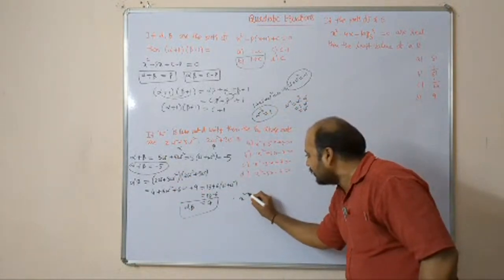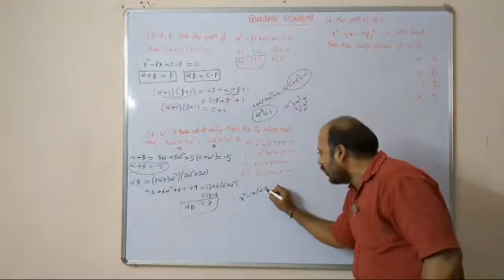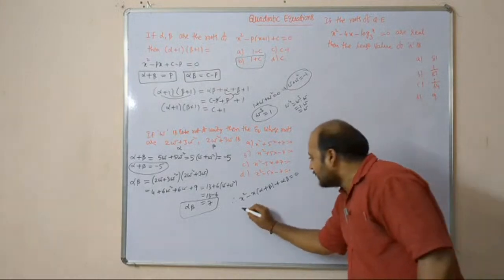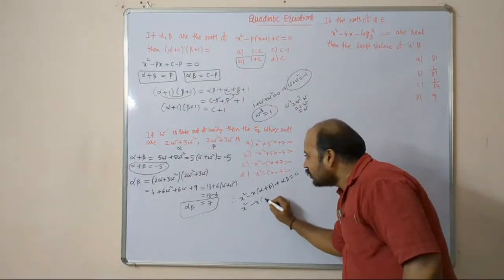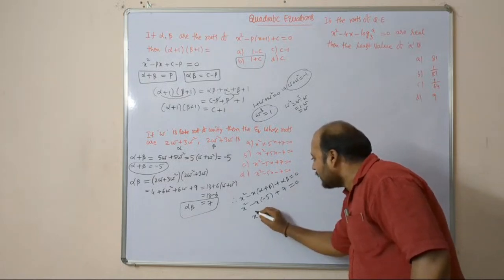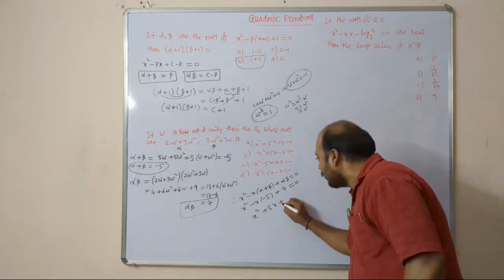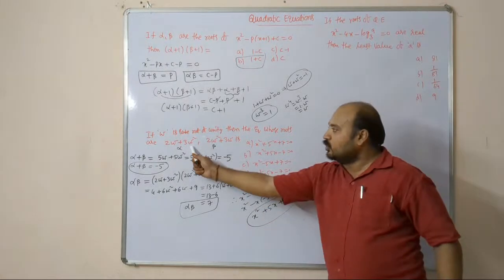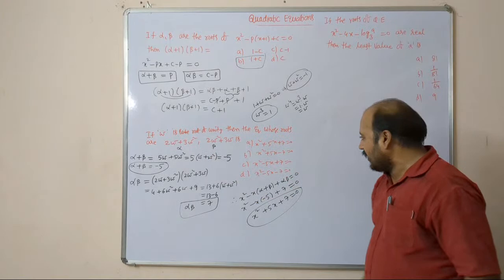Therefore, we know that the quadratic equation is x square minus x into (alpha plus beta) plus alpha beta equal to 0. Substitute in this. X square minus x into (alpha plus beta is minus 5) plus alpha beta value is 7. So x square plus 5x plus 7 equal to 0. So this is the required quadratic equation whose roots are these. So the first option is the right option, dear students.